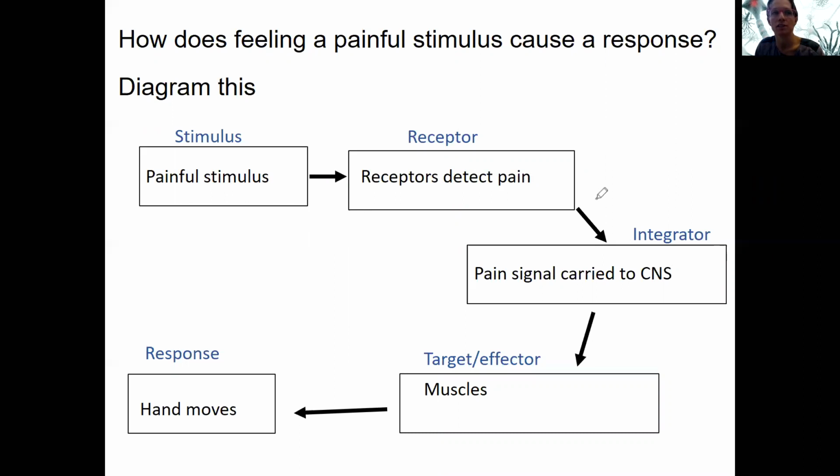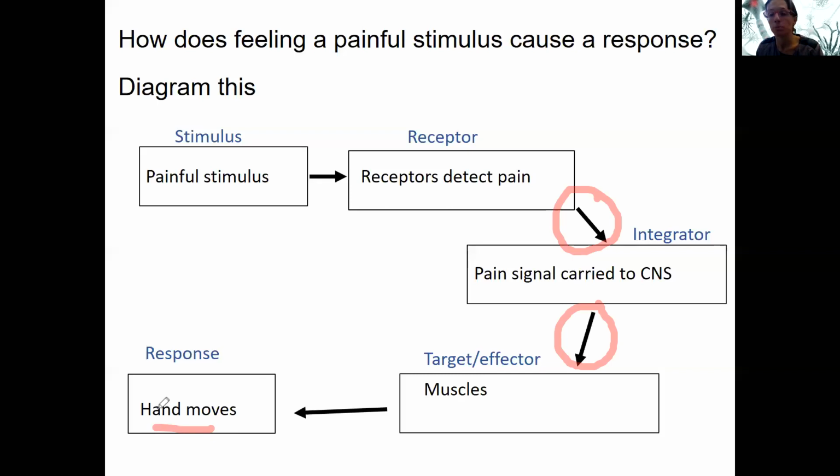So first of all, this input signal here is going to be important. Then we've got an output signal as well. The central nervous system is going to communicate with muscles. This is the output signal, and then the target or effector is muscles that are going to withdraw and move the hand away from the stimulus. So poke something and withdraw. The hand moving is the response.